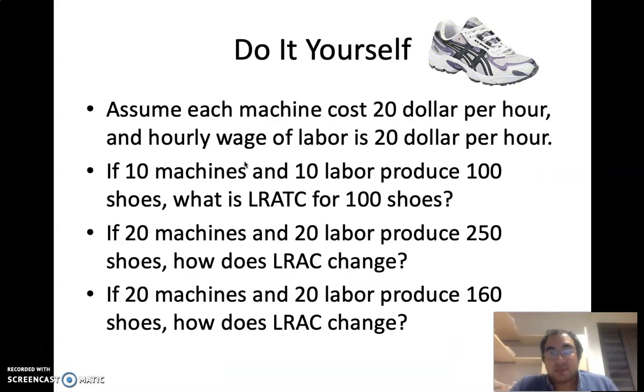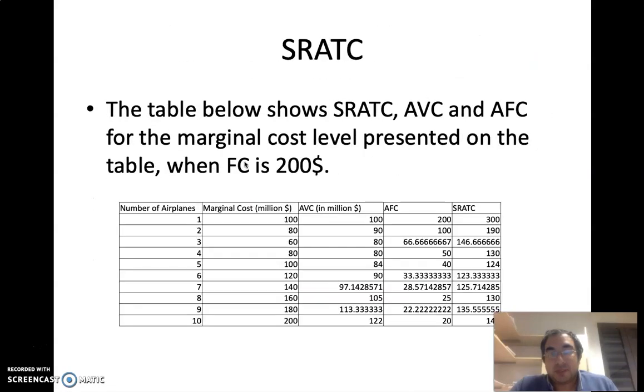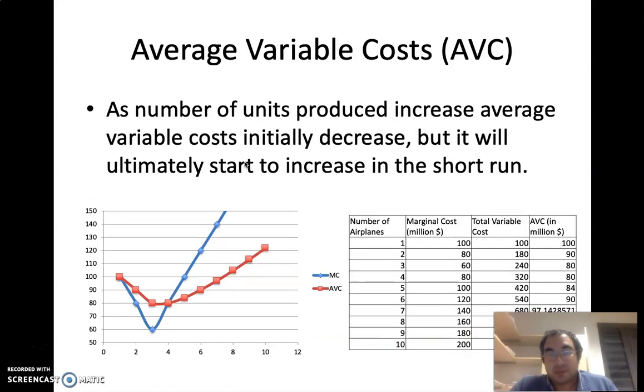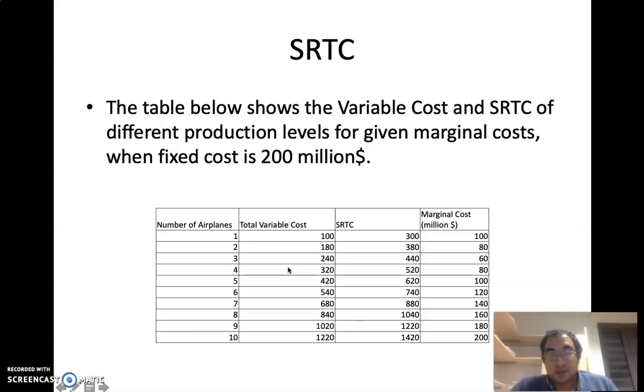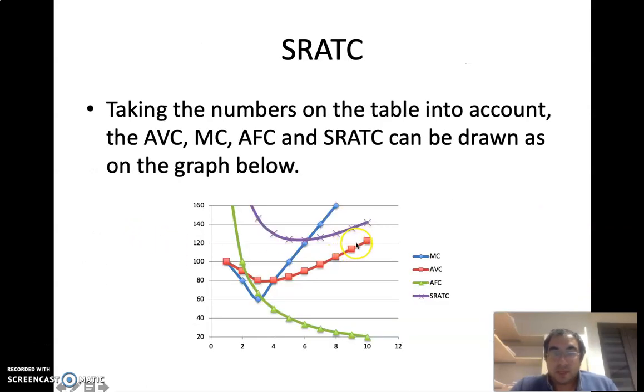But what will basically happen is the average variable cost will shift up like this. The average variable cost, short-run average total cost, and marginal cost, all of them will shift up, but the average fixed cost will basically remain the same. So this is the answer to the question.